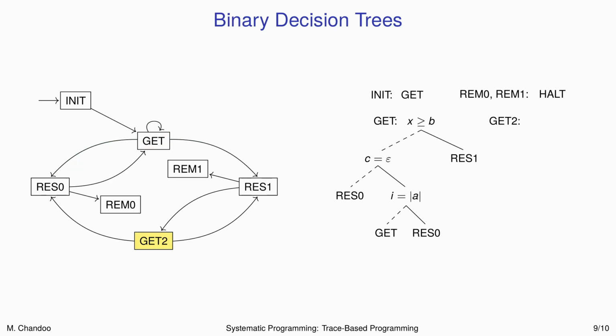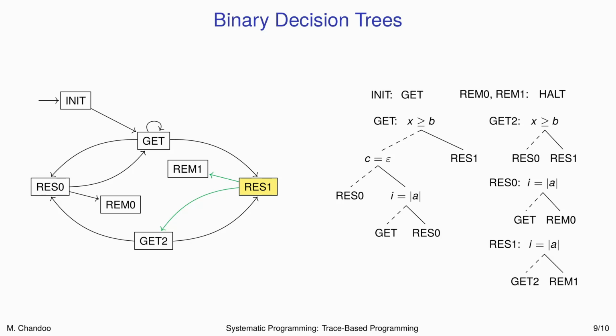Next, we look at get2. It can go to either res0 or res1. To see whether to append a 0 or 1, we check if x is larger than or equal to b. Now we look at res0. Only get or rem0 can follow. And we go to rem0 if we read all digits from a and otherwise to get. For res1, the BDT is similar.